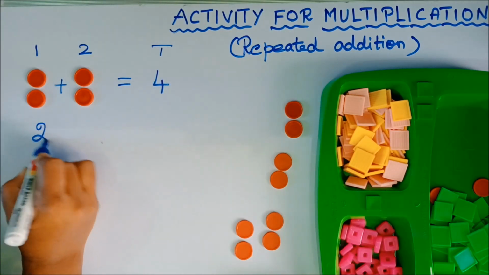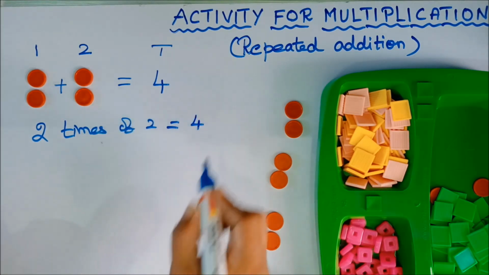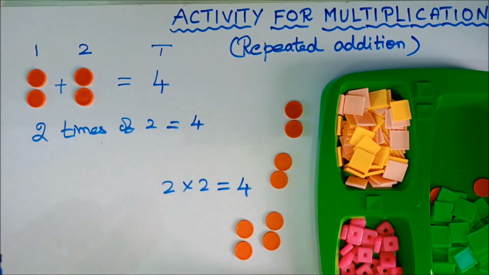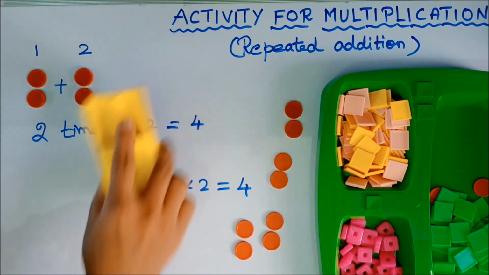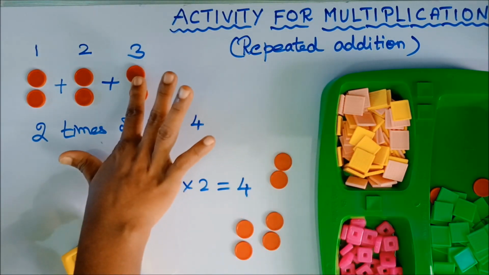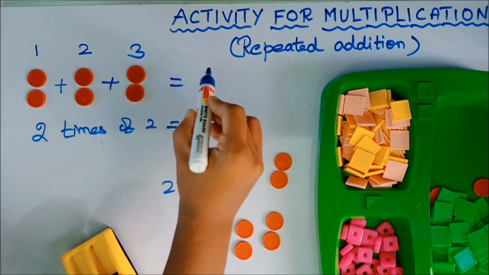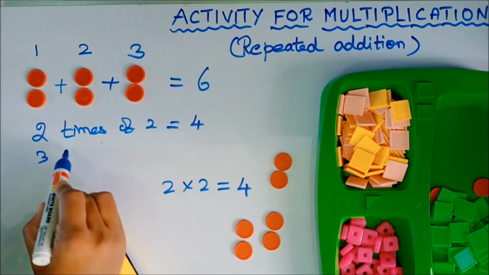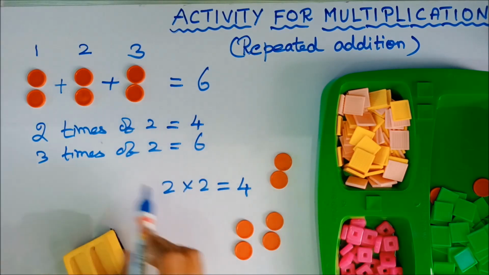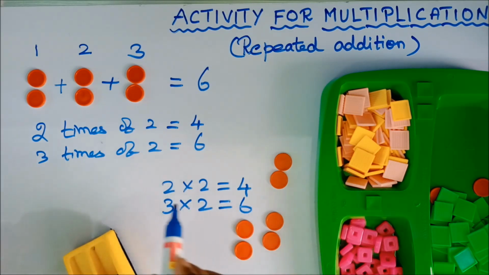That is, if you add 2 times of 2, you get 4. That's why we write 2 into 2 is equal to 4. Do you understand, children? Now I am going to add one more set. Okay, it is my third set. Now what is the total number of coins? 1, 2, 3, 4, 5, 6. That is, if you add 3 times of 2, you get 6. So we can write it in symbolic form: 3 2s are 6. I hope you understand.